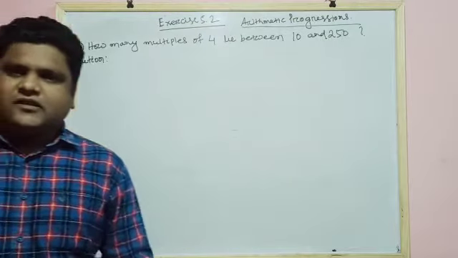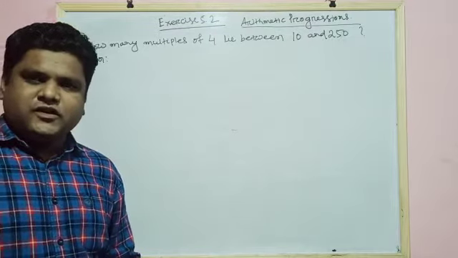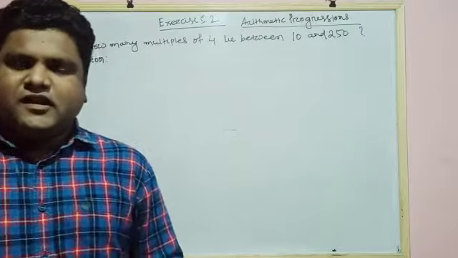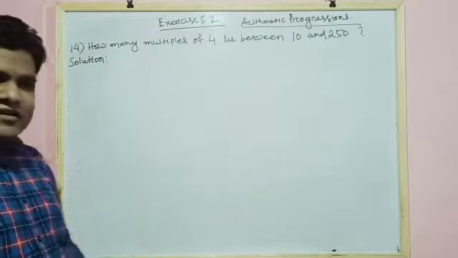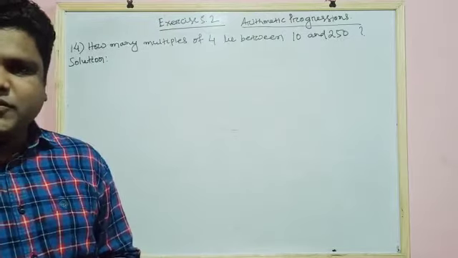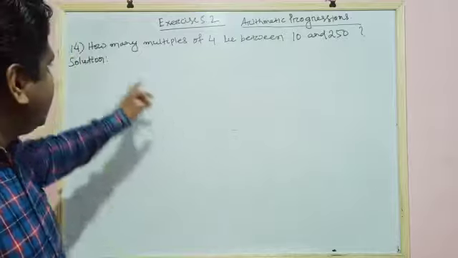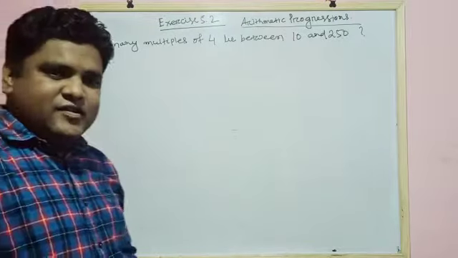Everything you can get here according to the new syllabus for the academic year 2020-21. Class 10, chapter 5 is arithmetic progression, and we have already completed up to number 13 of exercise 5.2. Let's start number 14. Question is, how many multiples of 4 lie between 10 and 250?